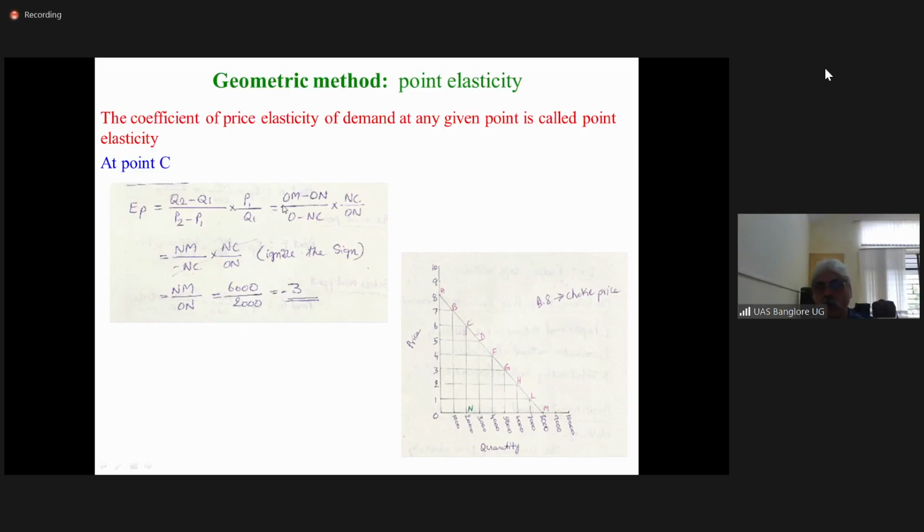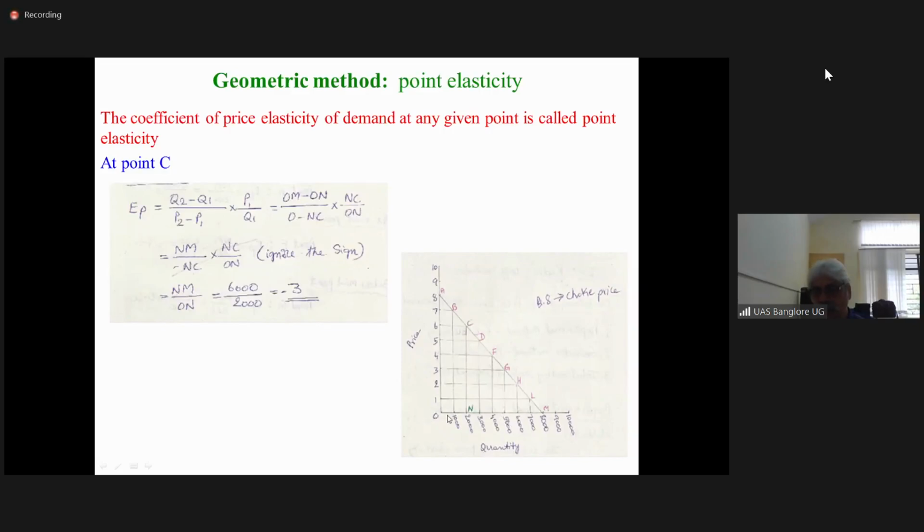So new quantity is OM. OM is the new quantity, minus the original quantity. What is the point here? C. C is the point of consideration, and the quantity at point C is ON. So new quantity OM, original quantity ON, divided by new price.